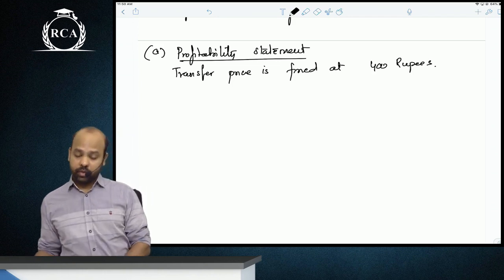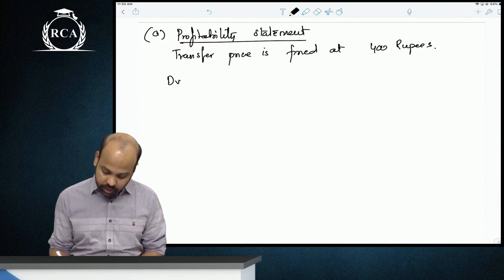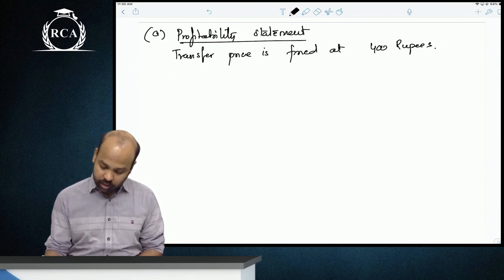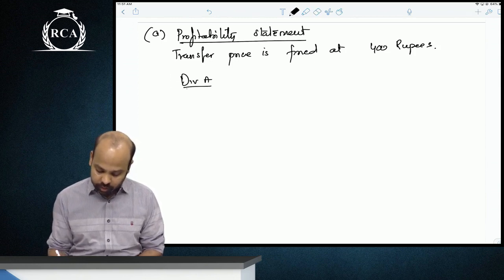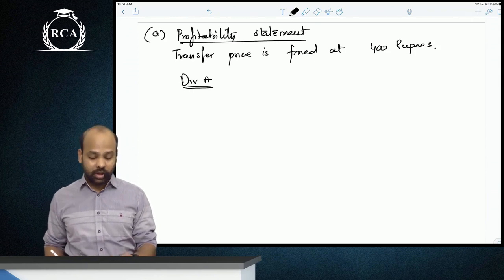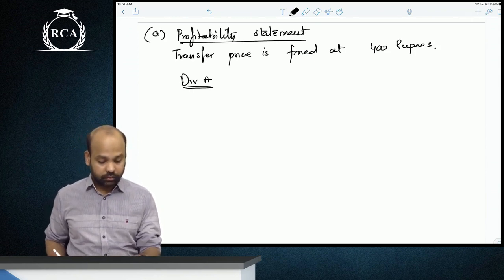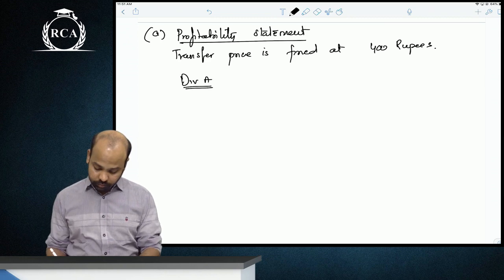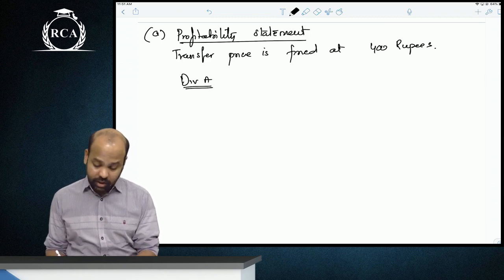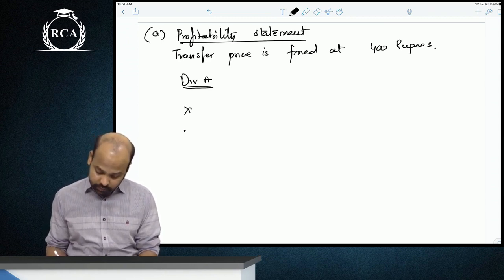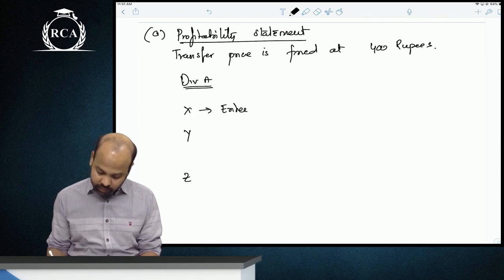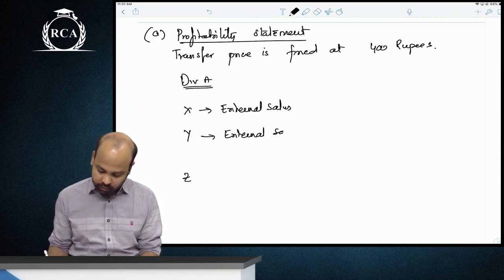Okay, sir. Now let us talk about division A. As far as division A is concerned, what will be here? There are products X, Y, Z. Product X has only external sales. Product Y has both external sales and internal transfers.